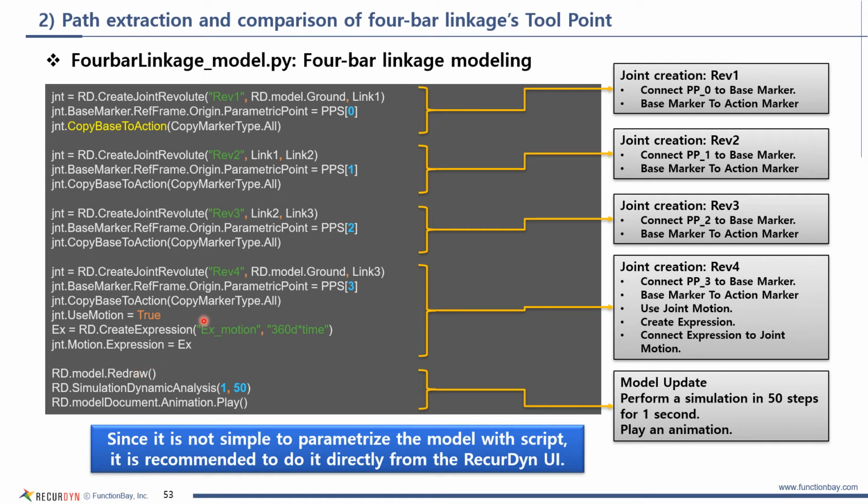So far, we have reviewed the code that performs the parametric modeling of a 4-bar linkage. You can see that the process is not that simple. Therefore, it is recommended to parameterize the model using parametric values or parametric points in RecurDyn UI first, without using script. After that, use Python script for changing parameters, simulation, and reviewing the results.